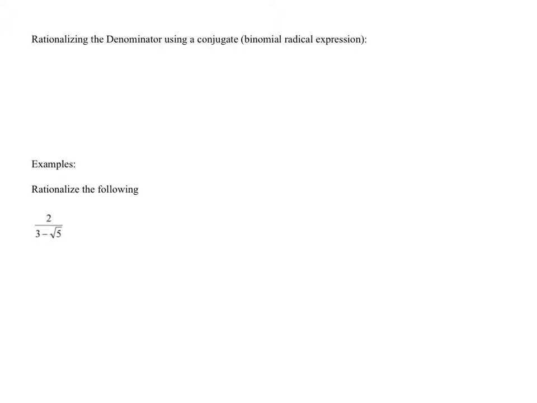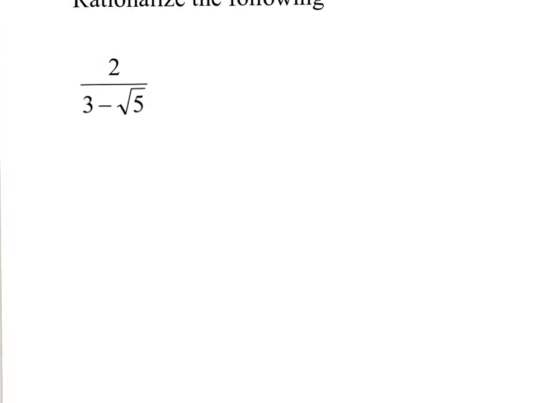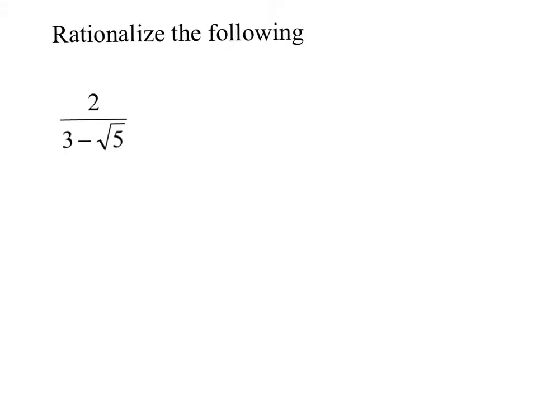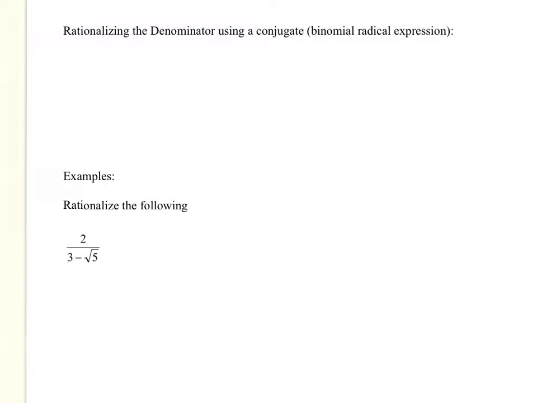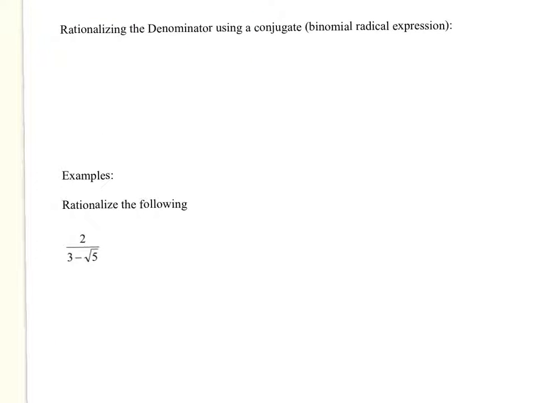Okay, so one more kind of dividing problem that we'll do is when we have a binomial radical expression on the bottom. So instead of just having one thing, we have two things. So you can see, as in this first example, instead of just having radical 5, I have 3 minus radical 5. So I have two things. It's a binomial term. So we have to do these a little differently. To rationalize these, we multiply by using what's called the conjugate. And this is only when you have a binomial radical expression.